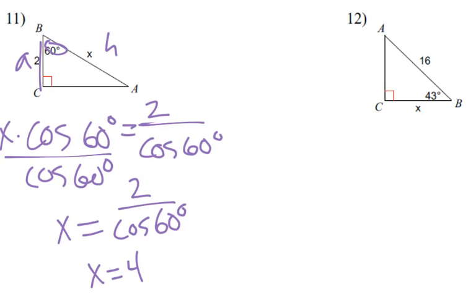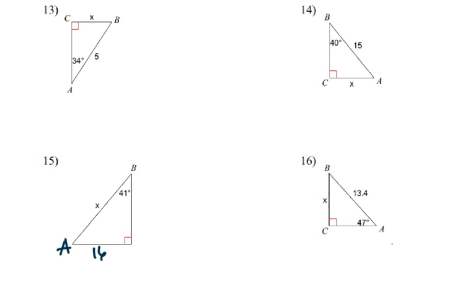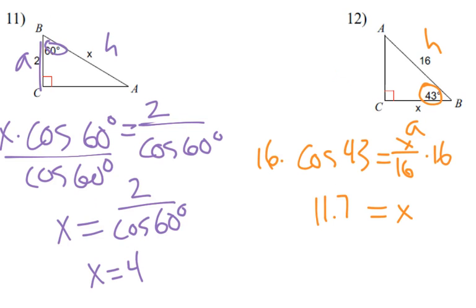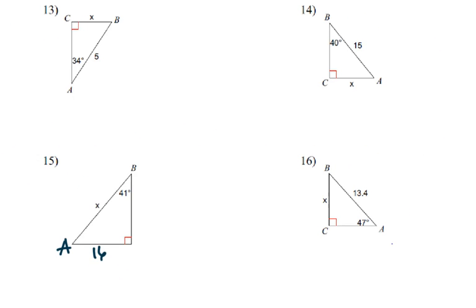Okay, 12, same idea. A hypotenuse. So cosine of 43 degrees equals x over 16. So this one's easier. I just times both sides by 16. And we get 16 times the cosine of 43 degrees gives us 11.7. And there we go for those ones. Okay, now you can also just keep going with it, right? Got a few more. Wonder if we'll have something other than cosine.